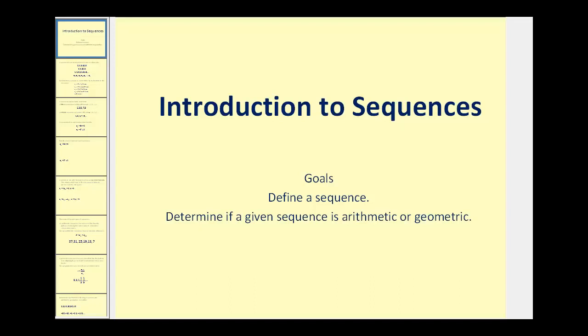Welcome to an introduction to sequences. The goals of this video are to define a sequence and also to determine if a given sequence is arithmetic or geometric.